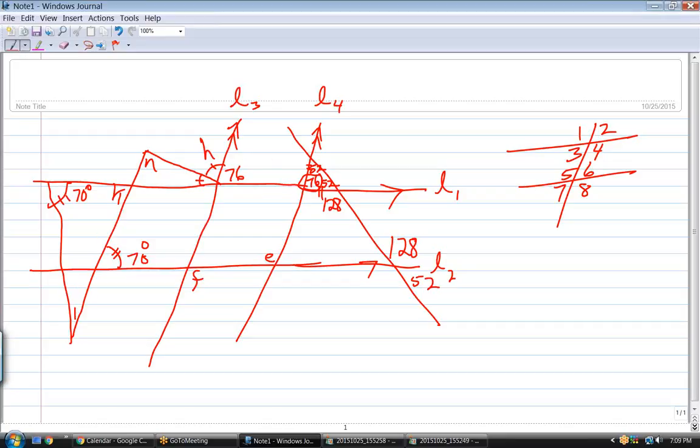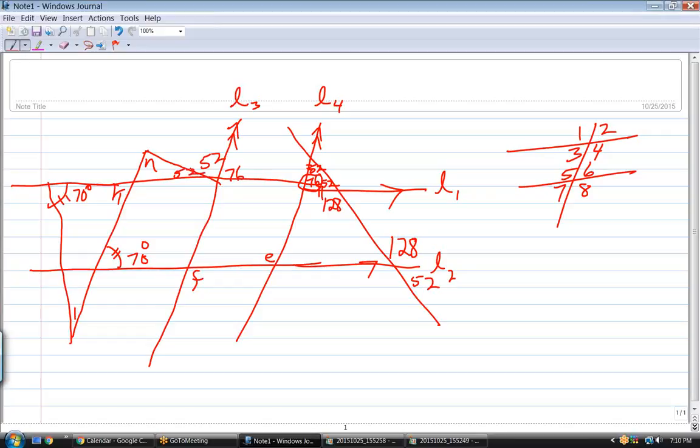In other words, what do the 3 of those add to? 180. Okay. So you can subtract 76, and then you get 104. And then you just divide it by 2. Then it'll be 52 degrees, on both of those. So that's 52, and that's 52.